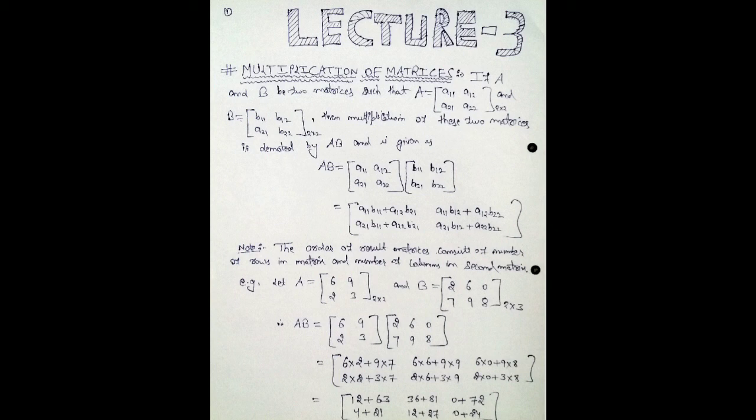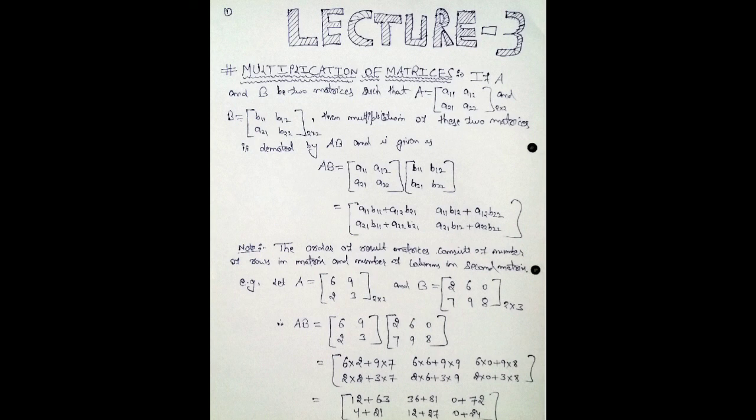Now the question arises how we can multiply a row with a column. For this, we multiply the corresponding elements and then we add these two products. This whole process gives one element of the resulting matrix. We repeat this process to find the other elements of the resulting matrix.